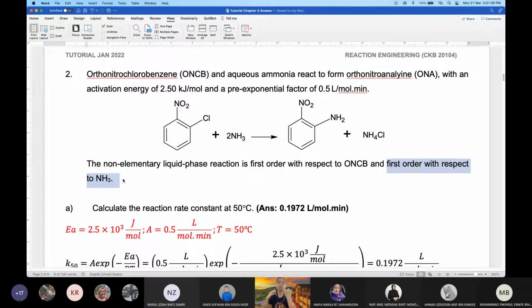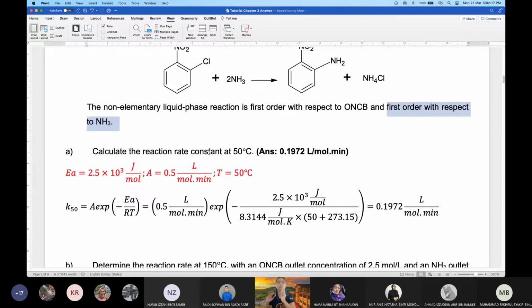So if you look, it's true, it is not the same as the chemical equation. The chemical equation is first order with A, second order with B. But because it is non-elementary, it no longer follows. That's why the information is given to you, they say first order A, first order B. Okay, so you have to remember that part. Okay, so let us go to the first question first. So that so far, that's the information given to us.